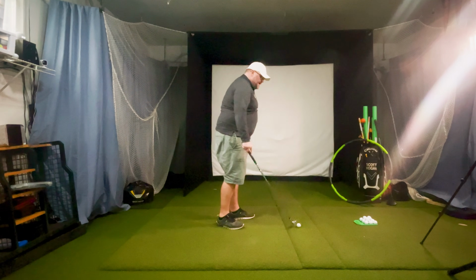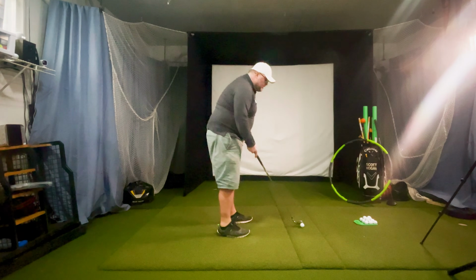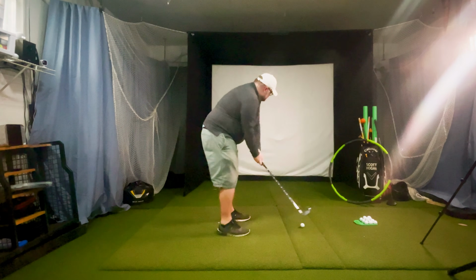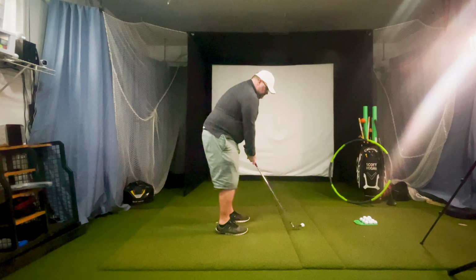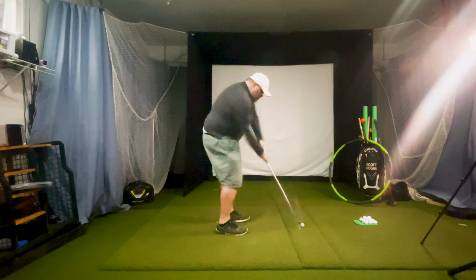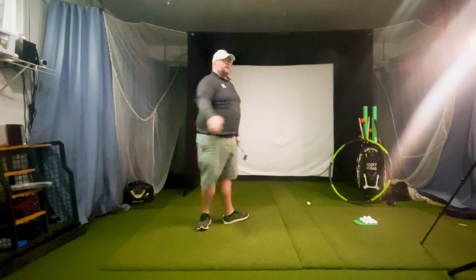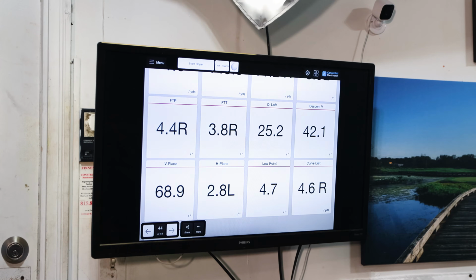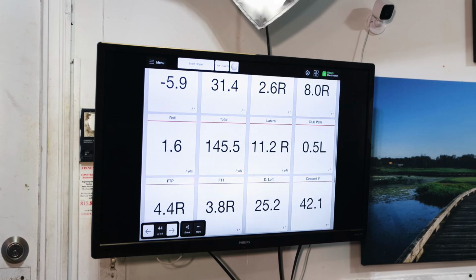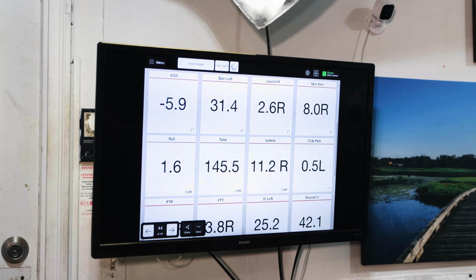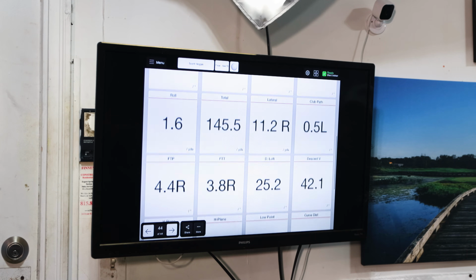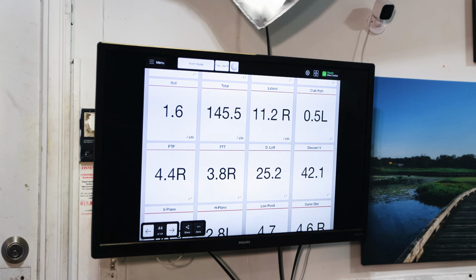You can work on hitting shots more downward. So here I'm going to try and hit downward. I'm actually going to move it back a little bit more. And let's see what we get. Horizontal plane 2.8 left. I did try to hit down on it a little bit more. You can see I did that there, negative 5.9. And so my club path is 0.5 to the left.